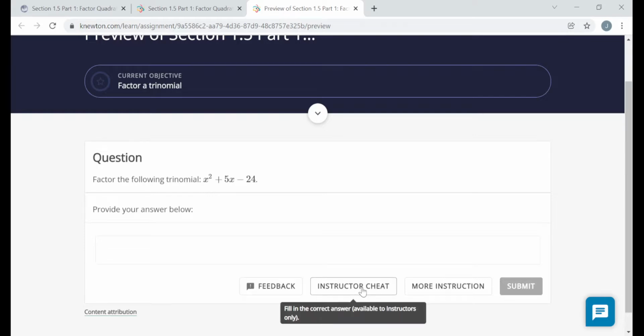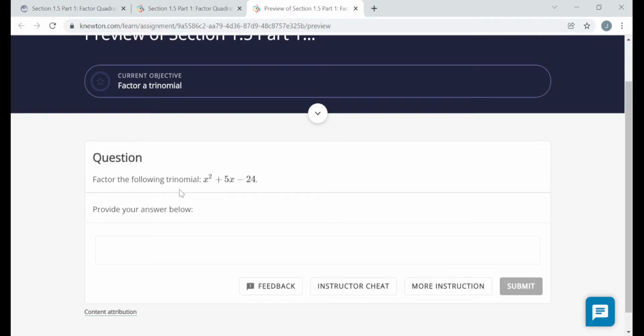This instructor cheat button you will not see, right? This is for me only. You will not see this because this is filling in the correct answer. But you will see this button, and this is a very important button, this one right here, more instruction. All right, so let me show you how this works.